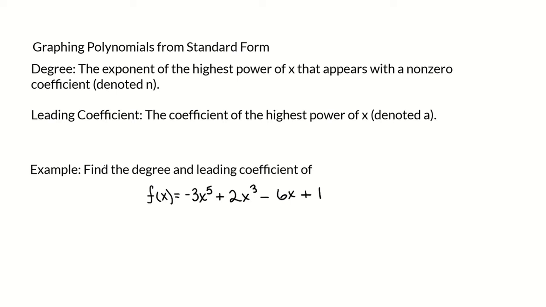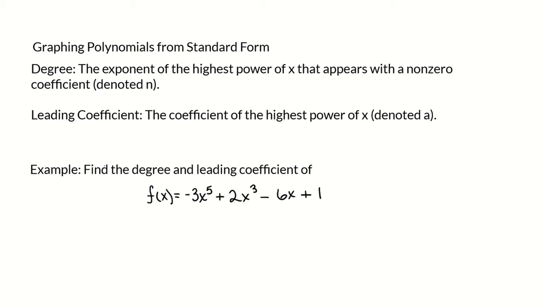In order to graph polynomials from standard form, we need two pieces of information, the degree and the leading coefficient. The degree is the exponent of the highest power of x that appears in the polynomial with a non-zero coefficient, and we denote the degree n, and the leading coefficient is the coefficient of that highest power x, and we denote the leading coefficient a.